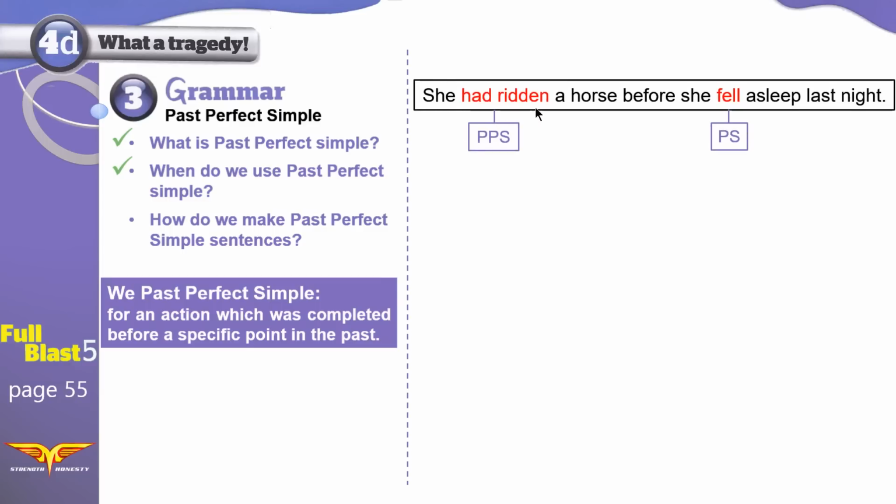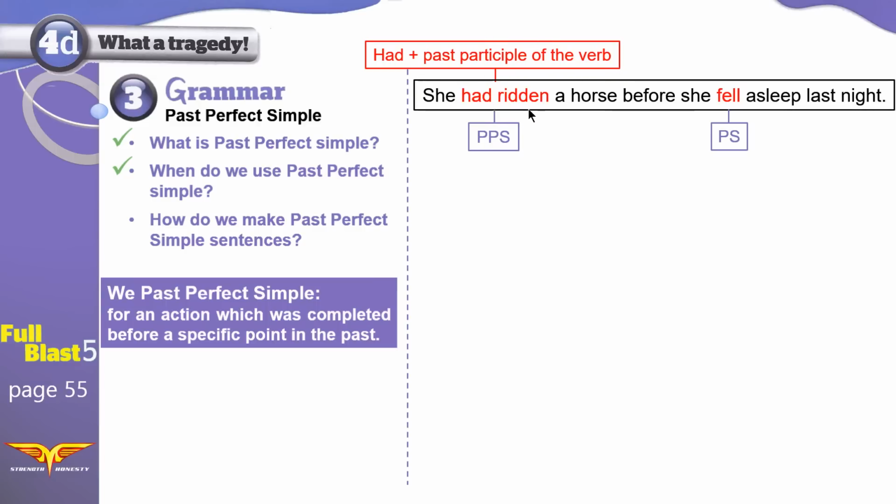She had ridden a horse before she fell asleep last night. You know that she had ridden is the past perfect simple. How do we make it? We put the subject: I, he, she, it, you, we, they. It's not important which subject pronoun we are using. We can use it with any subject pronoun. Then we put had plus the past participle of the verb. Ride is the present form.